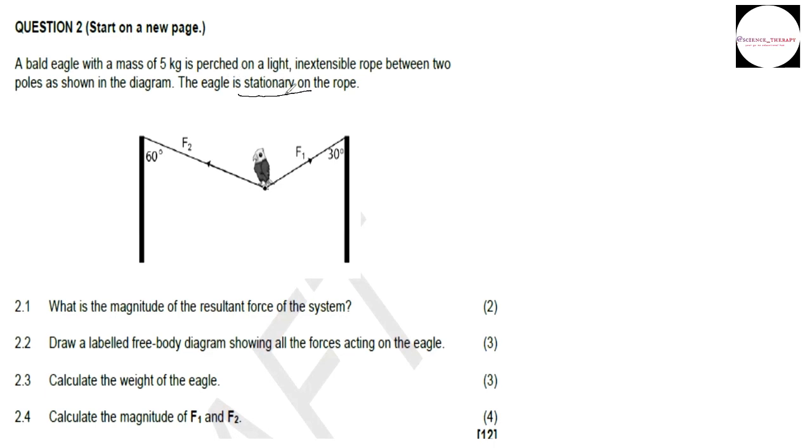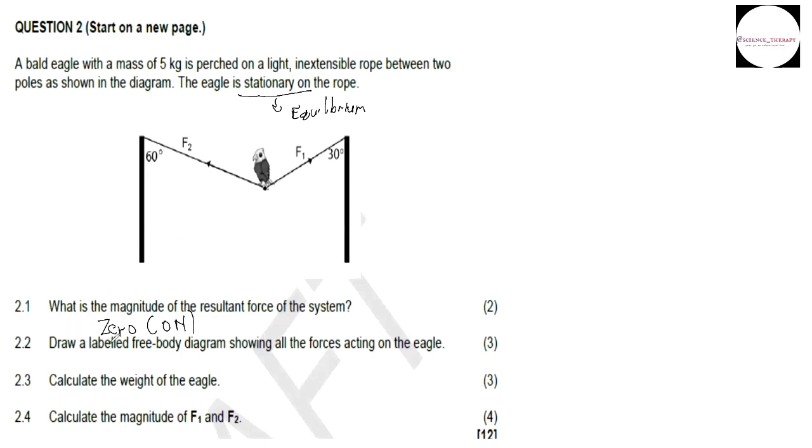Now, if they say the eagle is stationary, we understand that the whole system is at equilibrium, so all the forces are balanced. We know that equilibrium is when the resultant force is equal to 0. So what we are supposed to say here is just 0, or 0 newtons. Always note that if an object is stationary or the system is at equilibrium, then the resultant force of the system is equal to 0 newtons.